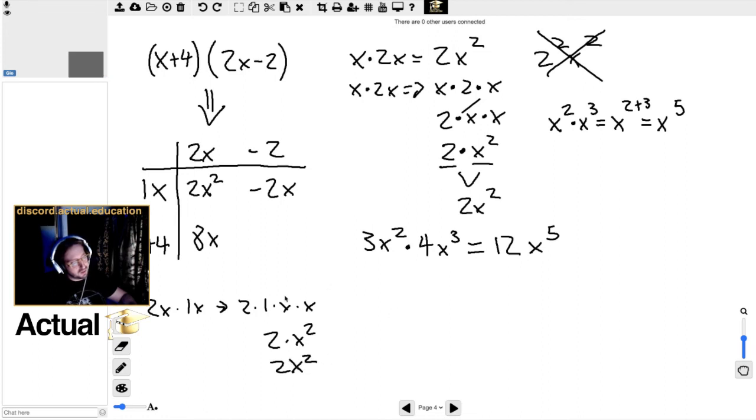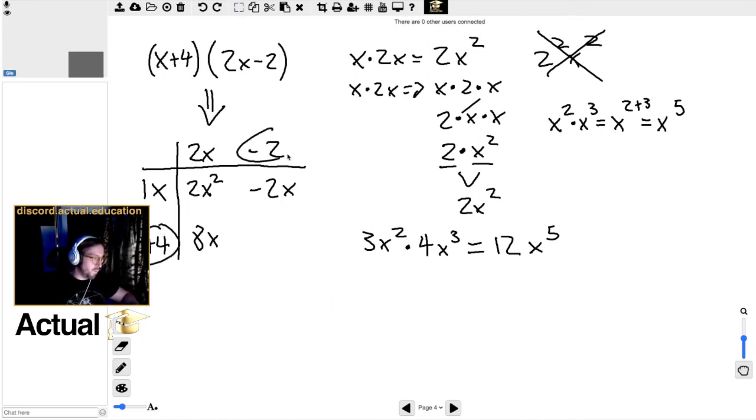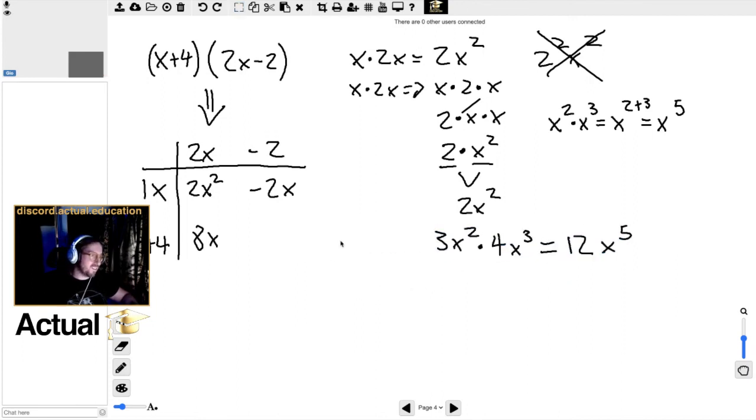What about this 4 and this minus 2? Plus times plus is a positive. Plus times a negative is a negative. Negative times a negative equals a positive. That's the rule. So it's negative 8. Very good.